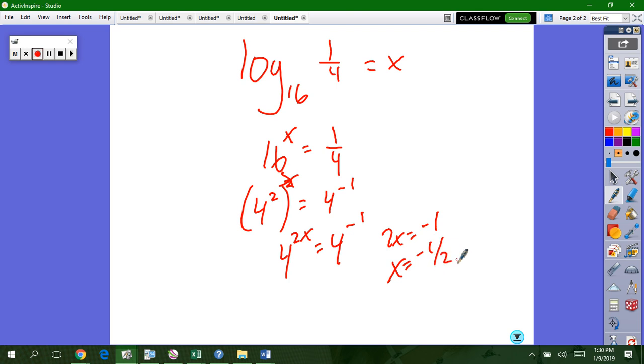I'm going to show you, in my opinion, a quicker way. I'm going to change the base on this.